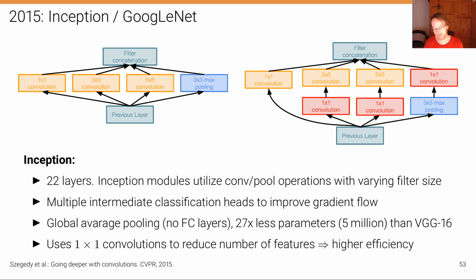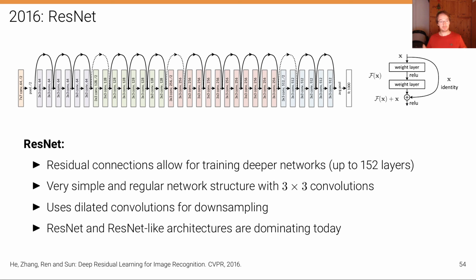Then in 2016 was another real breakthrough, ResNet, which is underlying most of the state-of-the-art architectures today in image classification. With ResNet, it was possible for the first time to train very deep networks, up to 152 layers. And it's a very simple and easy network architecture, as you can see here, with a very regular structure with only 3x3 convolutions. It uses dilated convolutions for downsampling, and really these ResNet-like architectures are dominating today. And the reason why they are so powerful is that for the first time, they allow for training these deep networks.